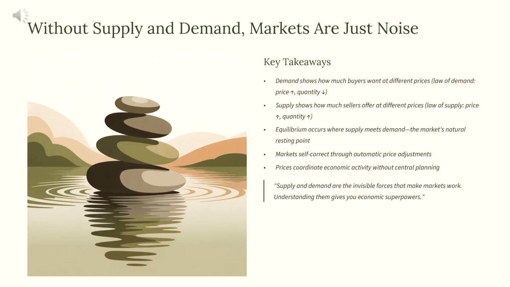Let's collect the summary points. Markets work because buyers and sellers respond to the price. Demand reflects customers' want and ability to pay. Supply reflects producers' cost and willingness to sell. Equilibrium is where both sides agree. Price and quantity balance naturally.